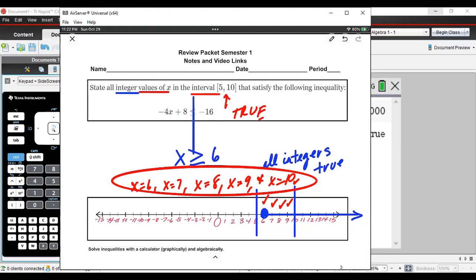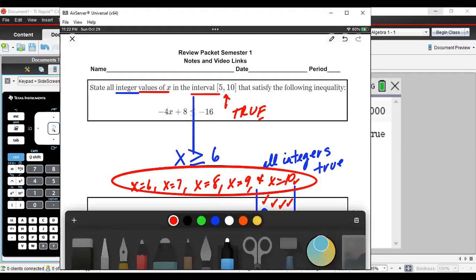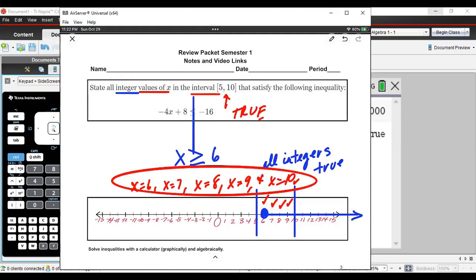So if I were to say, what is the largest integer within this interval that makes this inequality true, you would say, oh, that's 10. 10 is the largest integer within the interval that would make that true. And if they said, what's the smallest integer within that interval that makes it true, you would say, oh, it's 6, not 5, it's 6.